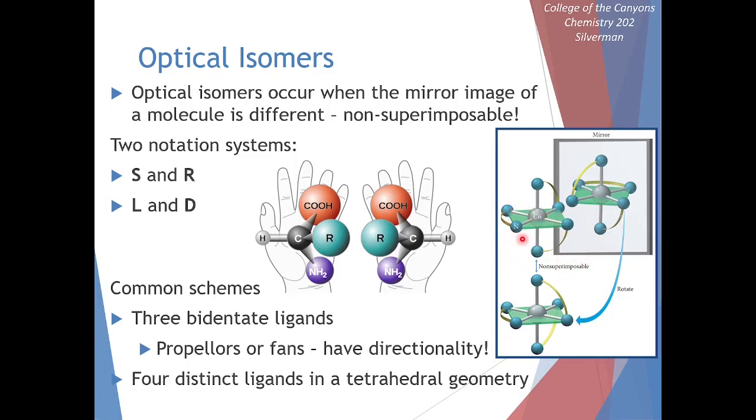When we have 3 bidentate ligands, we can draw this almost like these little wedges here. These 3 bidentate ligands in an octahedral geometry basically form a fan structure, and each mirror image will be different from each other. We have two notation systems, S and R, L and D. We're not going to have identifying which is which as a focus of our course, but there are ways to do it.